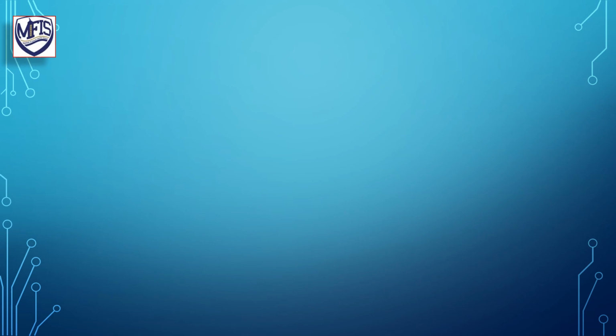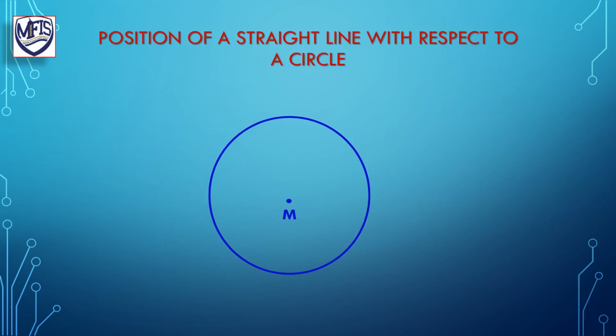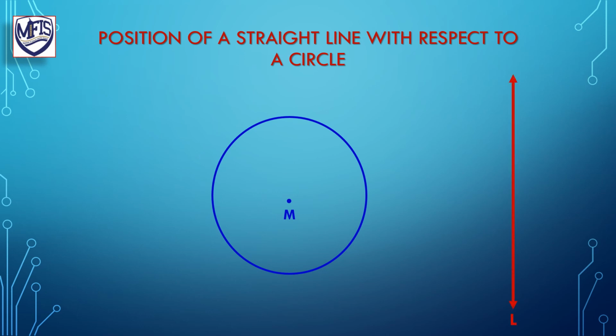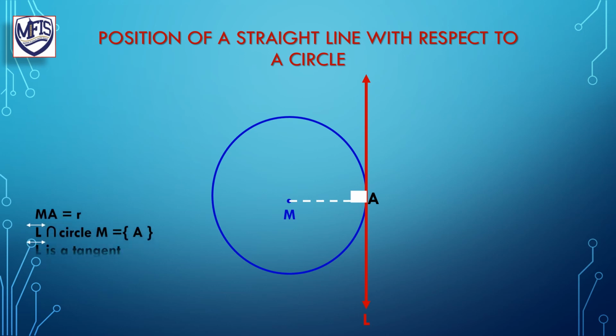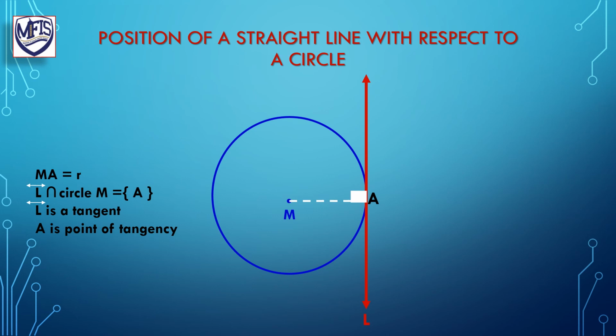The second position. Here I have circle M and straight line L, and MA equals R. The perpendicular distance between the center and the straight line equals R. So, in this case, straight line L intersects circle M at point A, and straight line L is called tangent of the circle, and point A is called point of tangency.